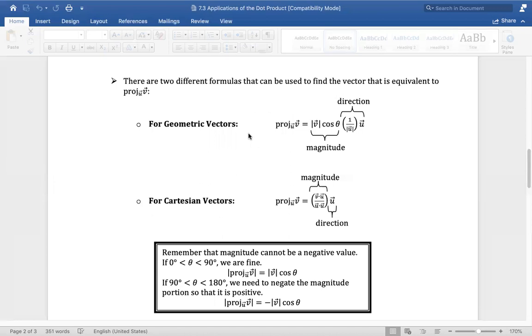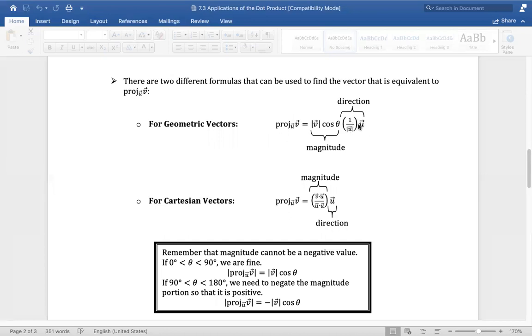So for a geometric vector, your projection formula, projection of V onto U, is going to be equal to the magnitude of V. So this one, the projection of V, right? The vector that's being projected. The magnitude of V times the cos of theta multiplied by the direction. And again, you'll see some examples. We won't even actually be doing this work.